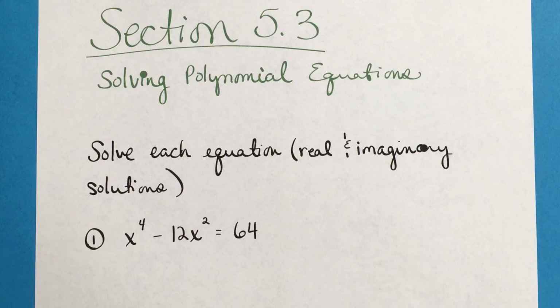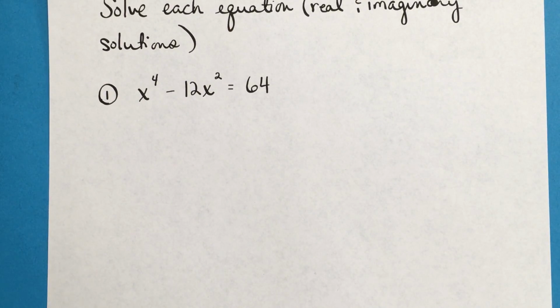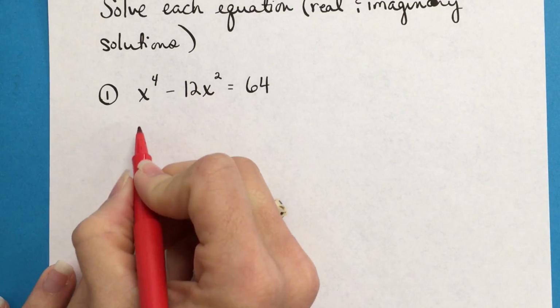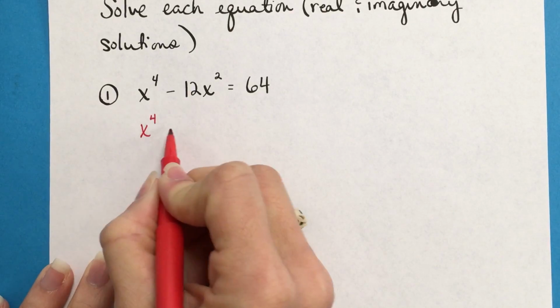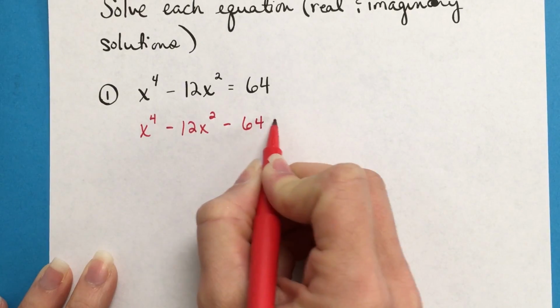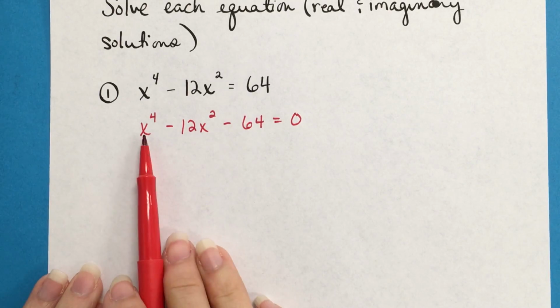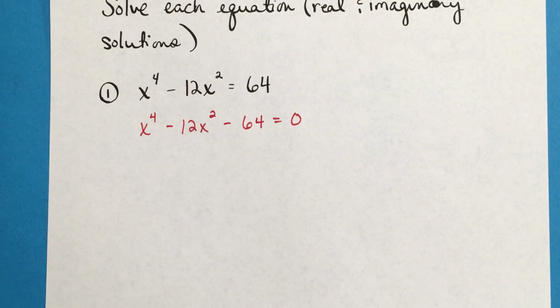All right, so on this first example, since you're asked to solve these by factoring, you will need to have your equation set equal to 0. So we would have x to the fourth minus 12x squared minus 64 is equal to 0. Now, remember, when you're factoring, you always need to check for a greatest common factor first, but the three terms I have here do not all have something in common, so I don't have a GCF in this case.